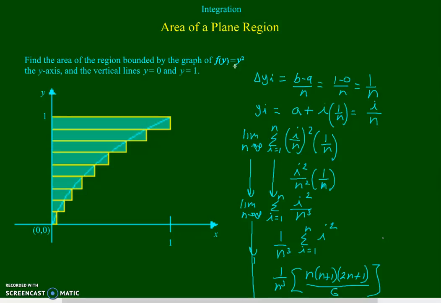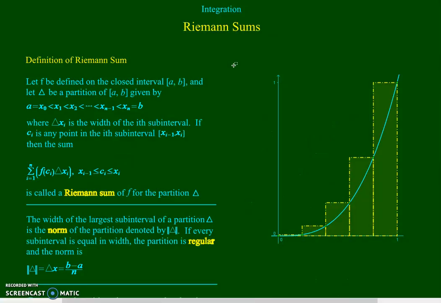So let's move on to the next section and see what we have in store. We're going to start this section with a formalization of the concepts that we've been working with up to this point. We have been working with something called Riemann sums, and we're going to present a formal definition of it here. But before I get into that, just a very basic idea of what a Riemann sum is.